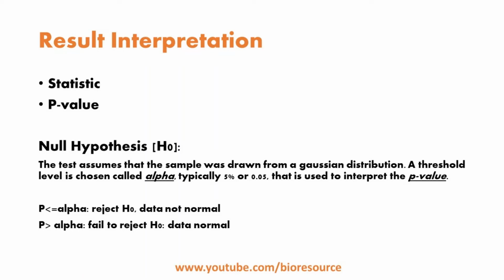to interpret the p-value. If the p-value is less than or equal to alpha, then the null hypothesis can be rejected, meaning that the data is not from a normal distribution. Whereas if the p-value is greater than alpha, then we fail to reject the null hypothesis. That means the data is normal. A larger p-value confirms that the sample was likely drawn from a Gaussian distribution.